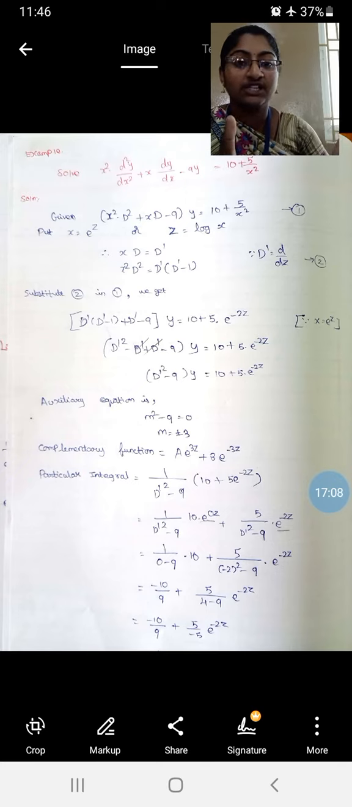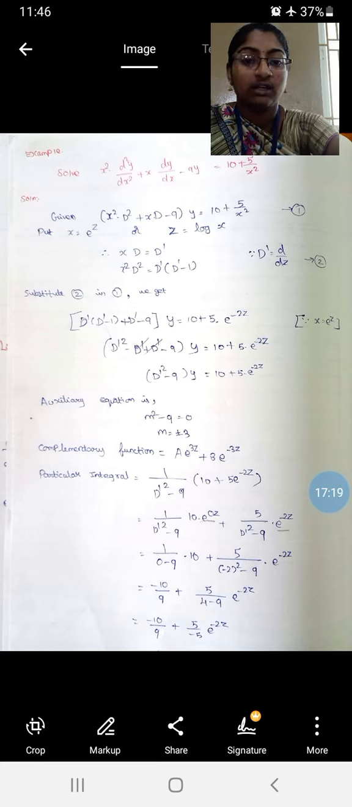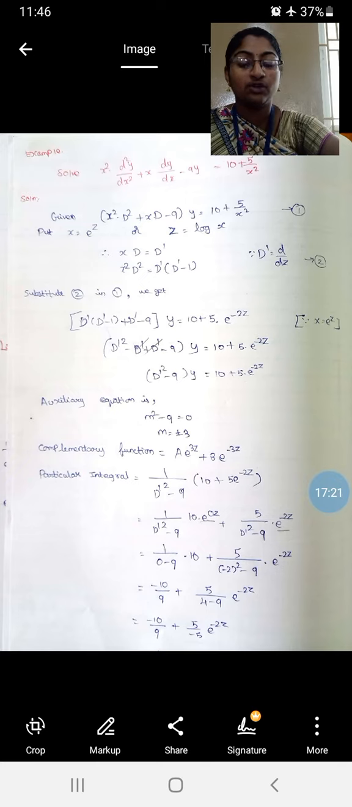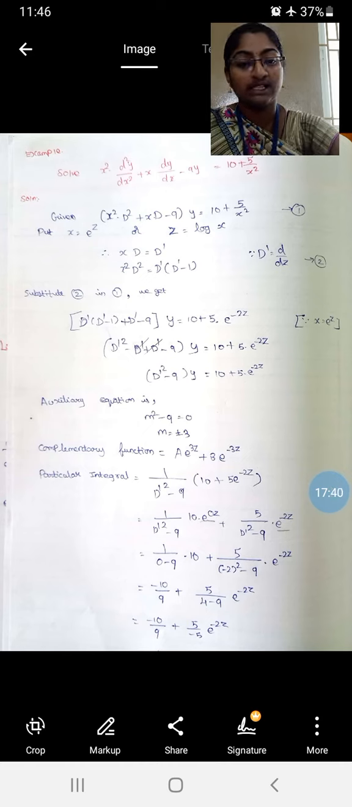So I am changing this into an auxiliary equation because I have to find the value of the particular integral and also the complementary function for this equation. See, the auxiliary equation: m² - 9 = 0. Bring 9 to the other side, so it will become plus 9. So m² = 9. Taking the square root on both sides, I get m = ±3. So there are two values, plus 3 and also minus 3. So my complementary function will become A e^(3z) + B e^(-3z). So I found the value of the complementary function.